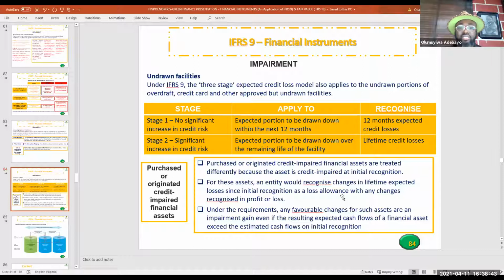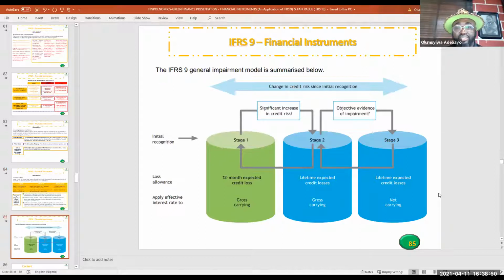Okay. Now we'll go to the provision matrix, where we use a practical expedient. Okay, this diagram only shows how you move from stage 1 to 2, from 2 to 3, or otherwise.